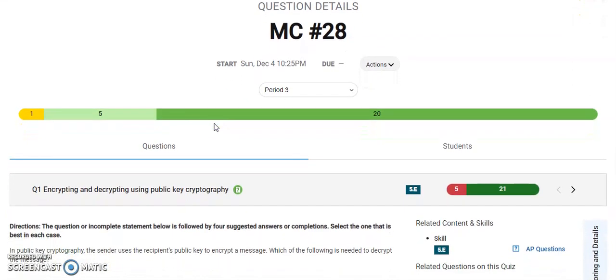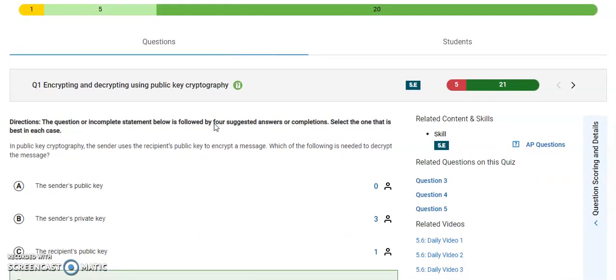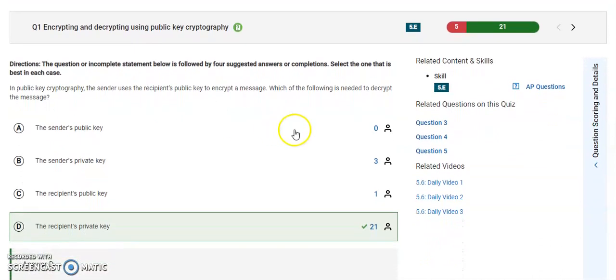Looking at MC number 28, question number 1. A couple of people got this one wrong, and I think they had the right intentions. But the idea was that you are trying to send a message to someone online. You are going to use their public key to encrypt the message. And the question became, what does that person use to decrypt the message?